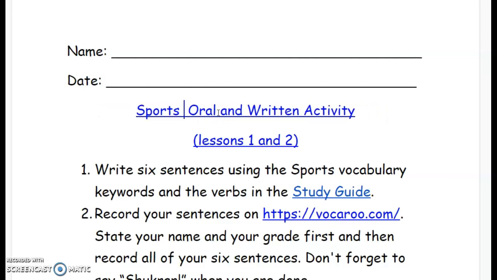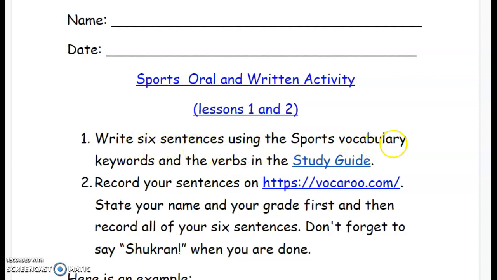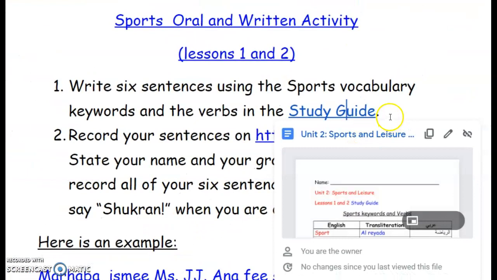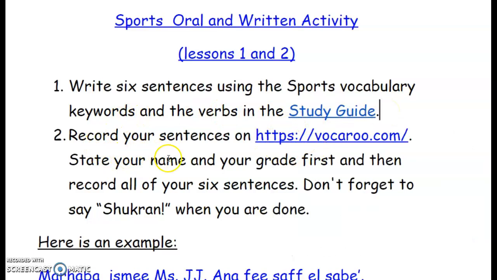It is a sports oral and written activity based on lessons 1 and 2, which are the 6 types of sports and the 3 verbs that you learned. You will be writing 6 sentences using the sports vocabulary keywords and the verbs that you already studied, all shown in the study guide on Google Classroom. Then you're going to record your sentences with your own voice, stating your name and your grade. First you present yourself and talk about your favorite sports.